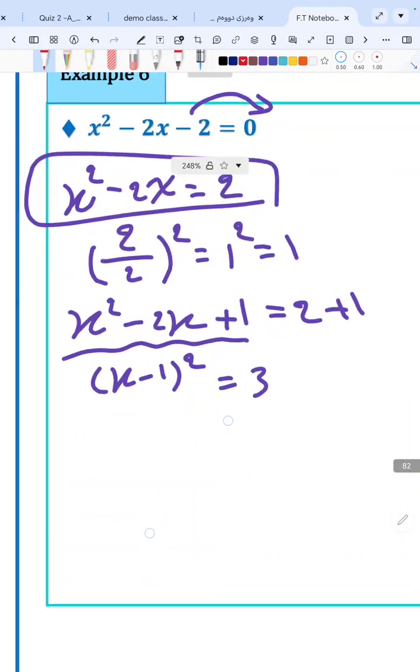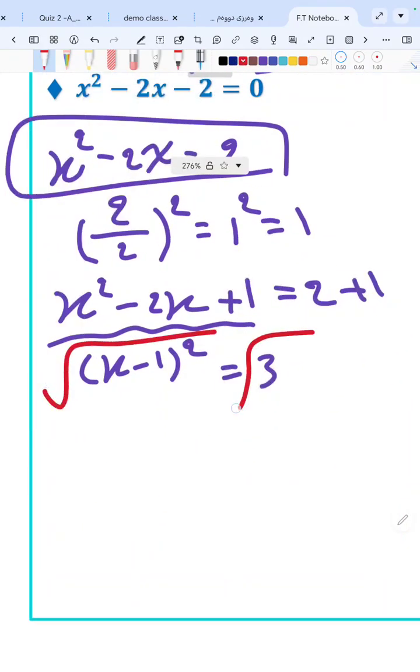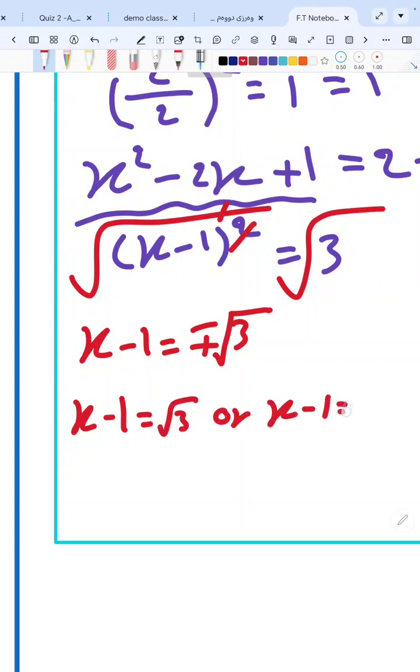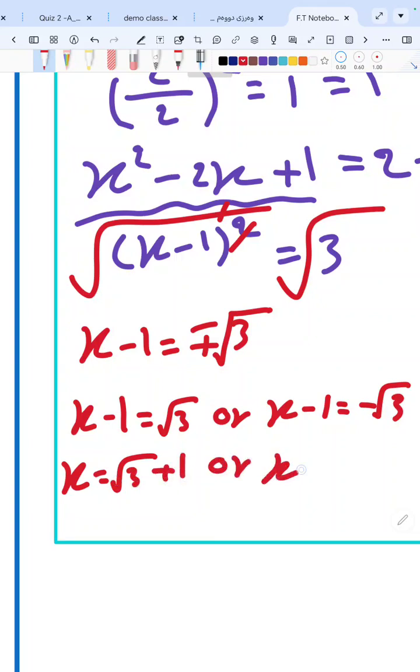Okay, take the square root. Power 2 and radical sign cancel each other. x minus 1 equals positive, negative square root of 3. Okay, the square root of 3 is a non-perfect square. So we will say x minus 1 equals the square root of 3, or x minus 1 equals negative the square root of 3. Move 1 to the other side: x equals the square root of 3 plus 1, or x equals negative the square root of 3 minus 1.